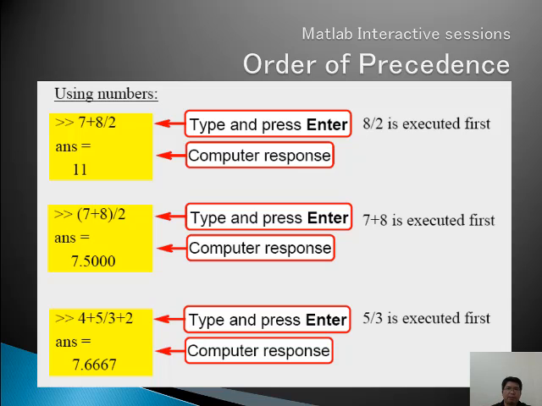Okay, let's say an example. The first example, 7 plus 8 divided by 2. The answer will be 11. But when we put parentheses around 7 plus 8, then the result will be 7.5, because 7 plus 8 is 15, and 15 divided by 2 is 7.5. Okay, similarly we have the next example.